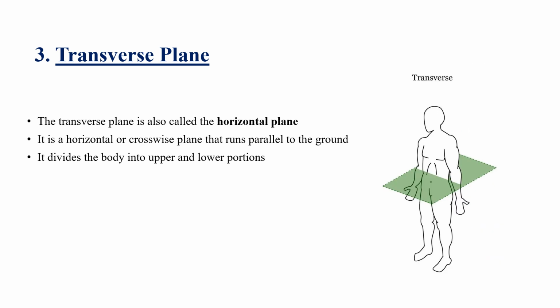The last plane is called the transverse plane. The transverse or horizontal plane is the only plane that runs parallel to the ground. It divides the body into upper and lower portions. A cut along the transverse plane yields a transverse section. As you can see in the picture, when we cut along the transverse plane, it divides the body into upper and lower portions.